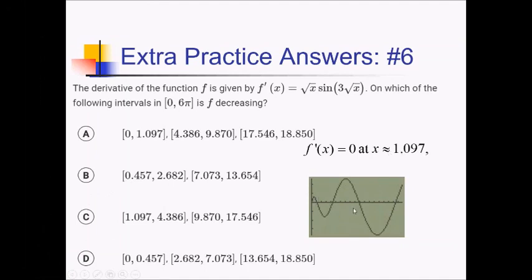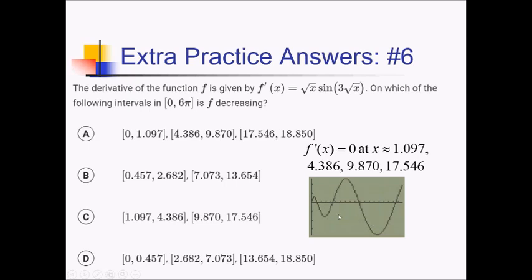And now there's a few more intersections here. So if you find them on your own off camera, you will see that this next one here is about 4.386, followed by 9.870, and this last one is pretty close to 6 pi. This is 17.546. Okay, so we're really interested now that we've got a visual here in where this f prime graph is negative.